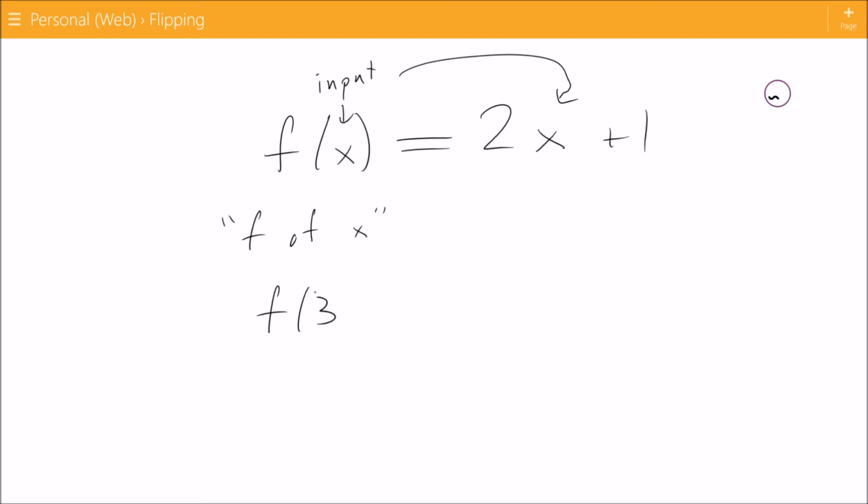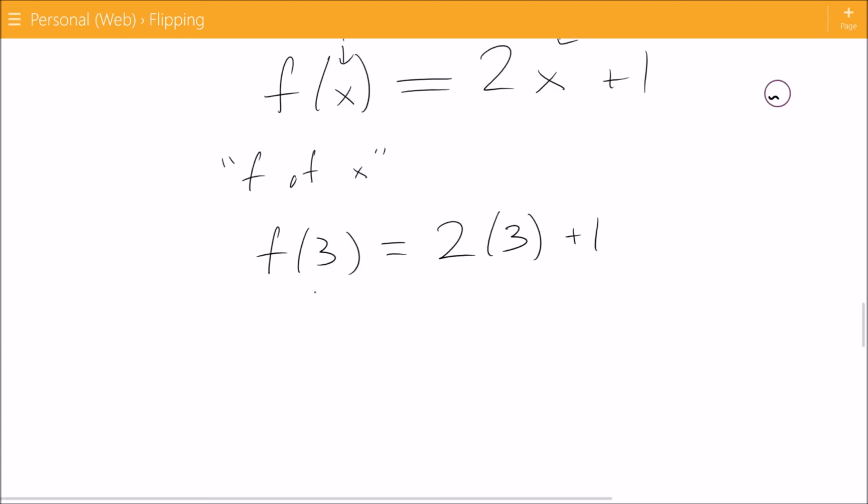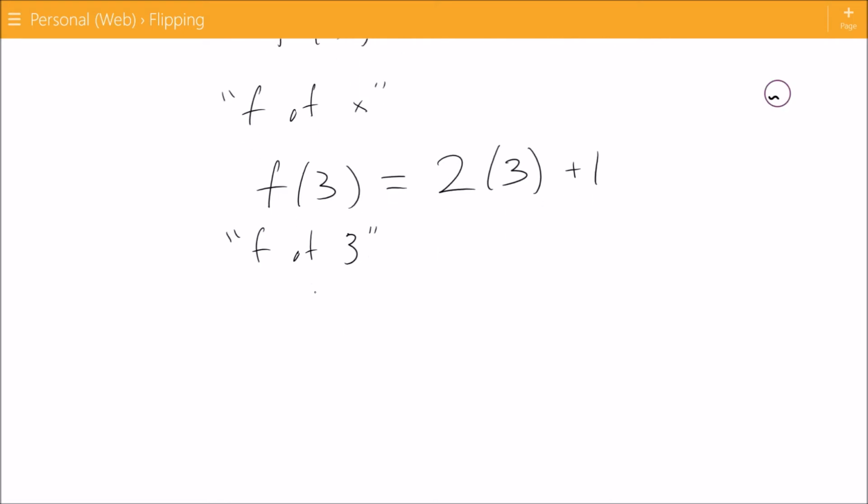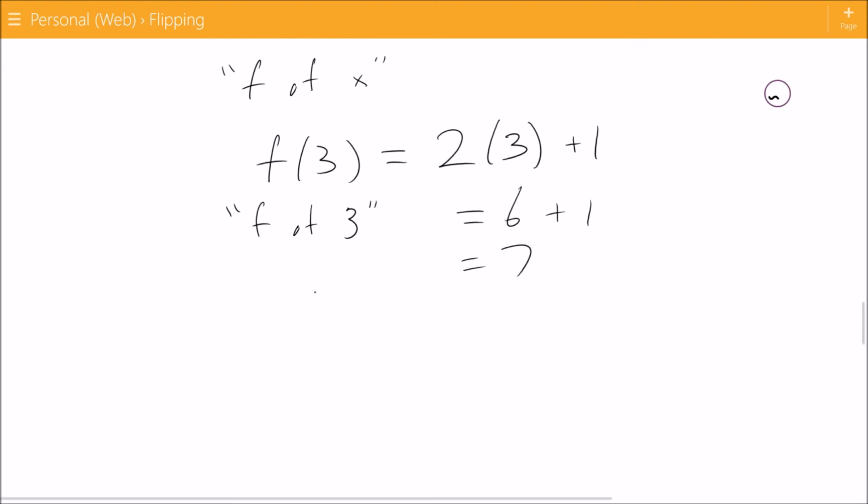Let's do an example. f of 3 is equal to 2 times, I have an x here, so that means I need to replace it with my input, plus 1. And this is just read f of 3. So f of 3 is equal to 2 times 3 plus 1. Simplify that. 2 times 3 is 6, plus 1, 7. So to sum it all up, we could say f of 3 equals 7. That's it.